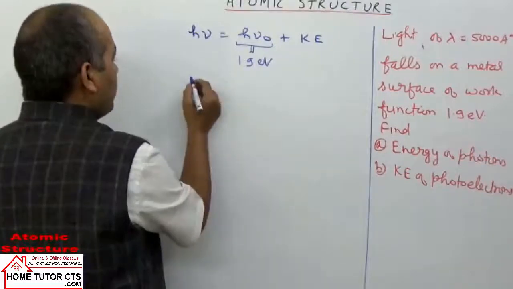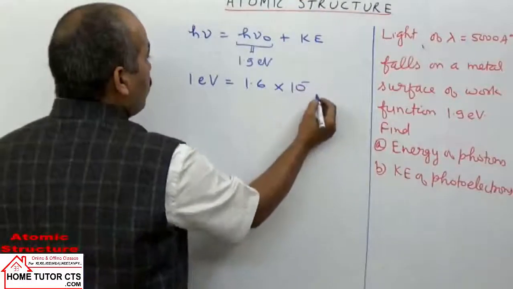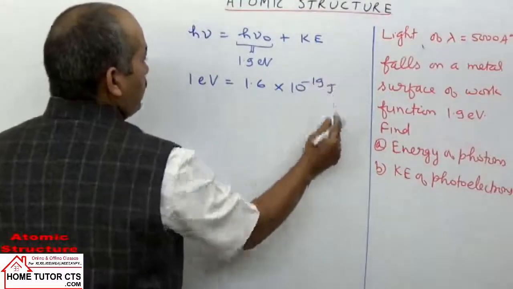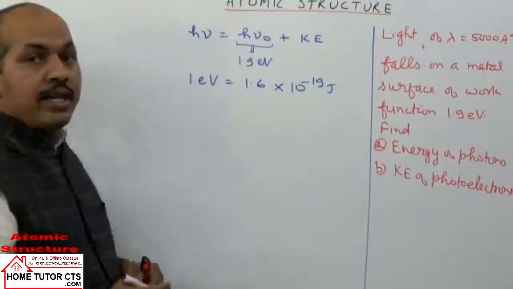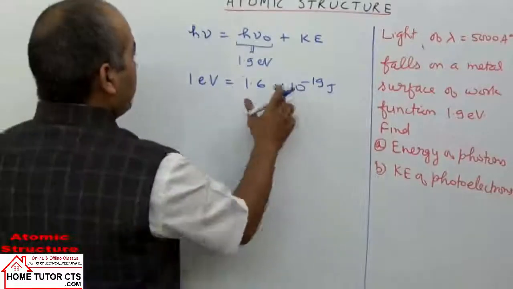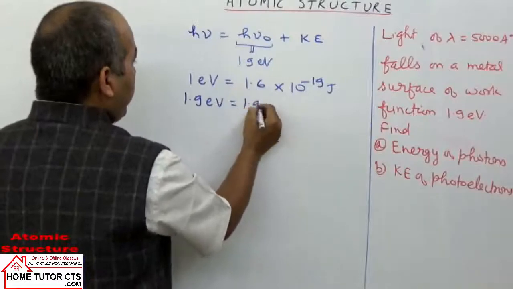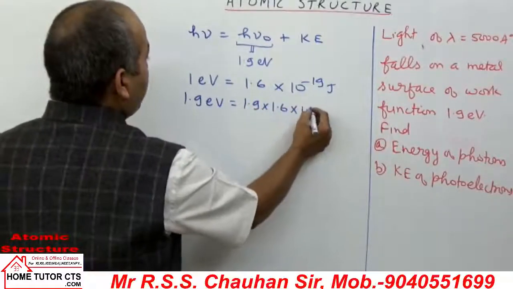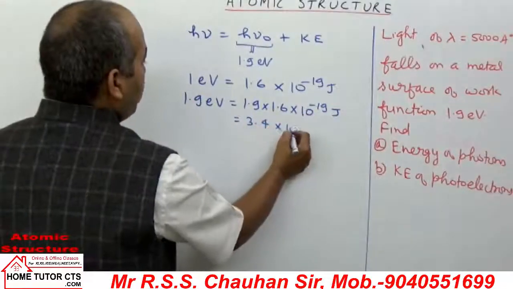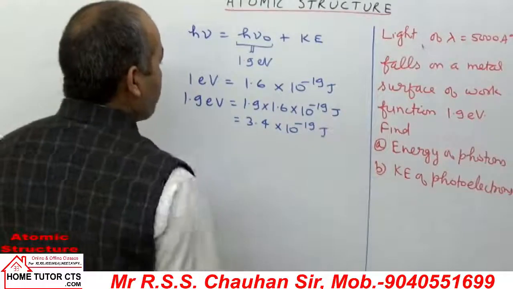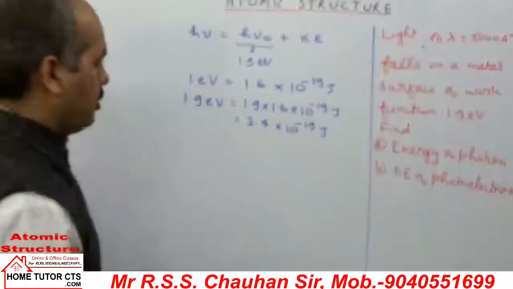We can take it in joules. We know that 1 electron volt is equal to 1.6 into 10 to power minus 19 joules. So 1.9 electron volt will be how much here? It is 1.9 into 1.6 into 10 to power minus 19 joules. This can be taken as 3.04 into 10 to power minus 19 joules. It is taken as the threshold energy or the metal's work function.